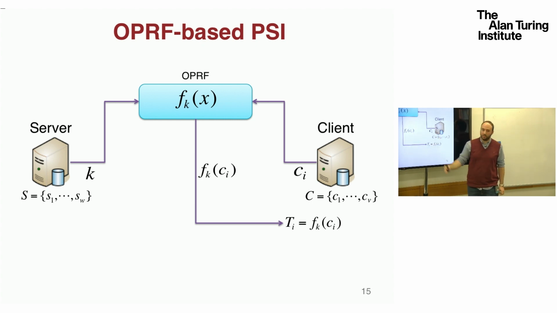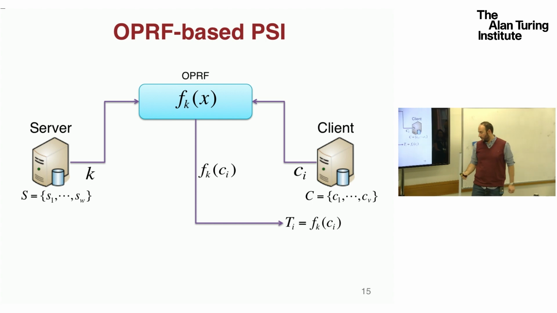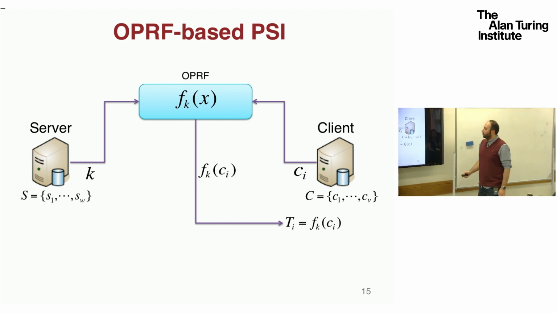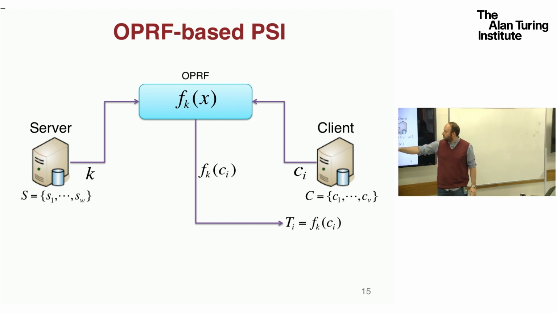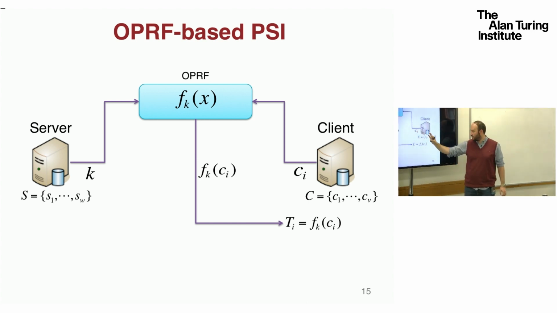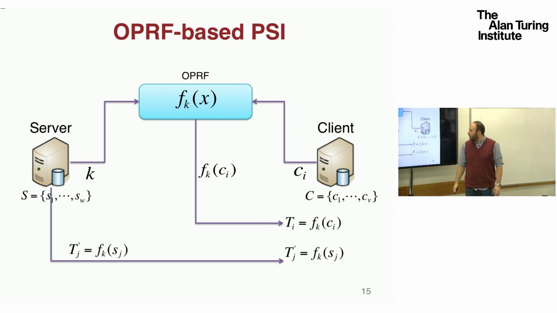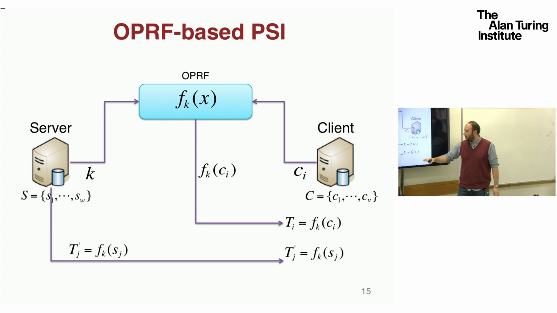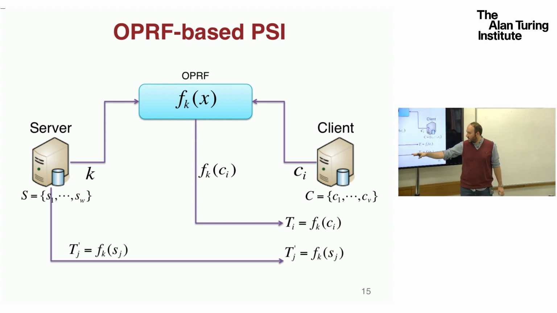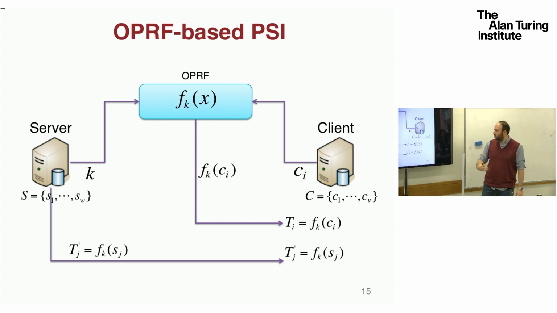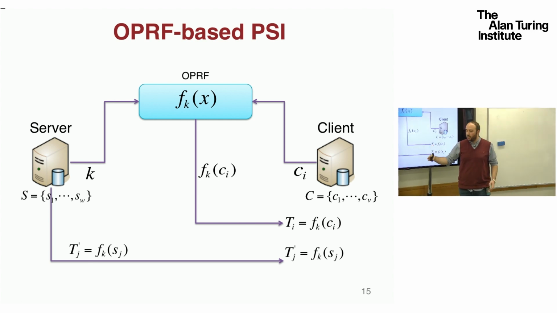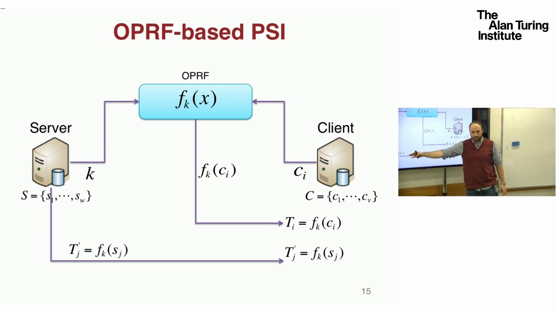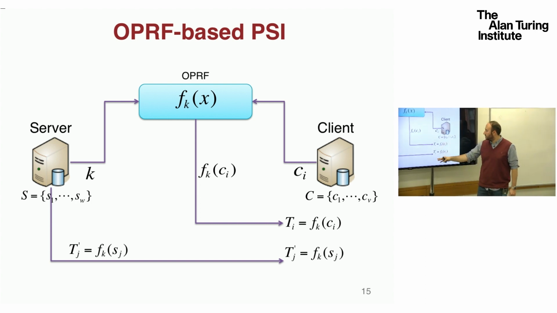So in this OPRF the client doesn't learn k. Okay? So let's call this t_i. Right? Now, because of the properties of this function, the server doesn't learn the c_i's. Now the server will send something we'll call t'_j, which is f_k(s_j) for j going from 1 to w. So the server has k. The description of the function is public, so it can just evaluate this function by itself and send the output of it to the client.